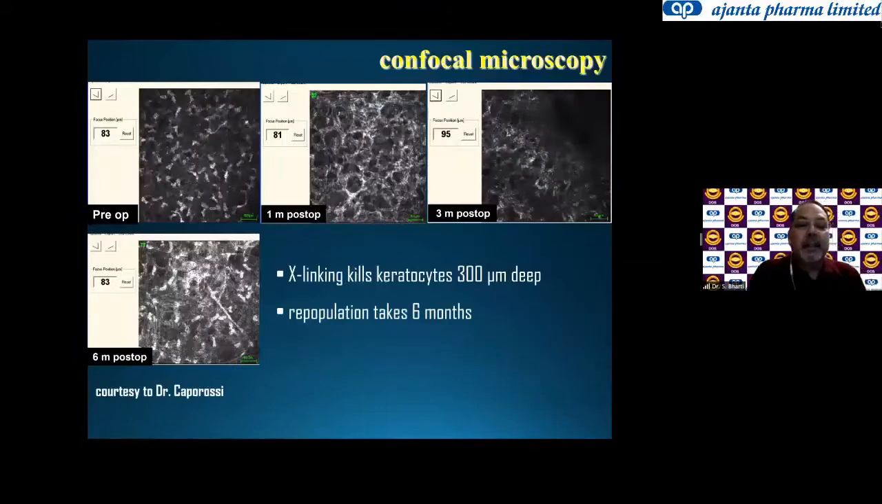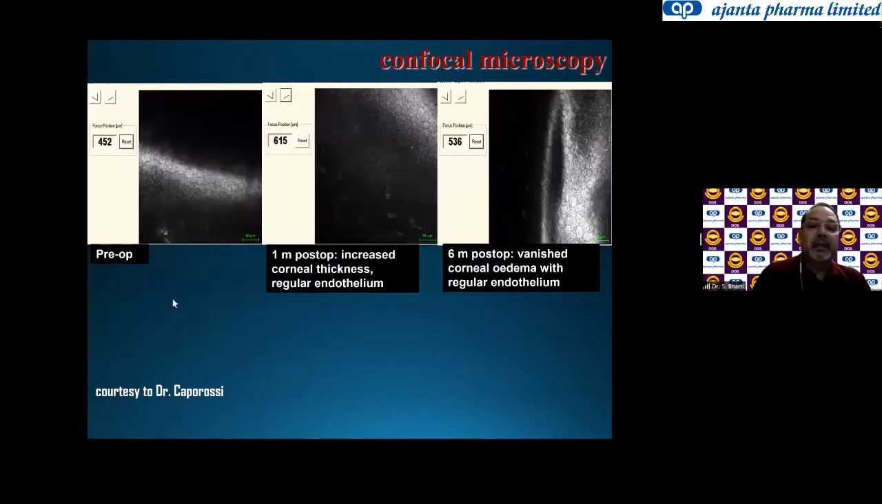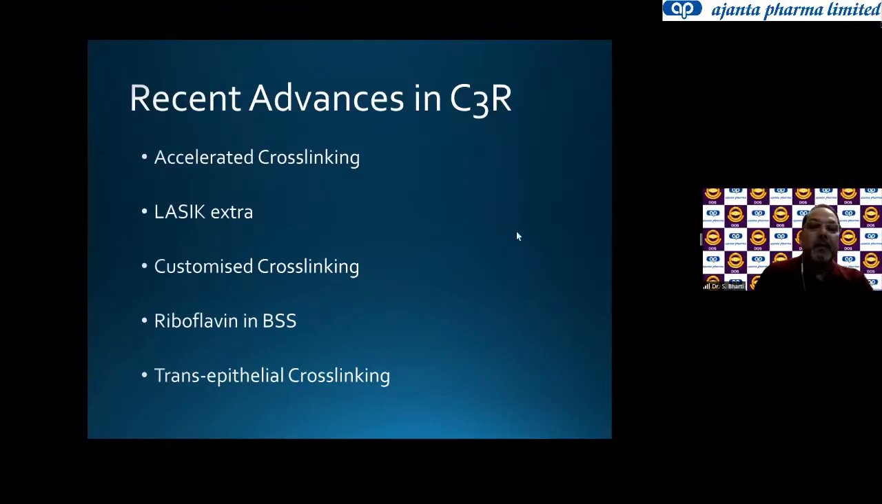The important thing is that cross-linking kills keratocytes about 300 micron deep, and as you can see here, these regions repopulate after 6 months, and the cornea becomes normal. The thickness increases, and then after 6 months, there is reduced corneal edema with regular endothelium. Now there are recent advances, like the 30-minute soak plus 30 minutes exposure procedure, which takes about an hour.